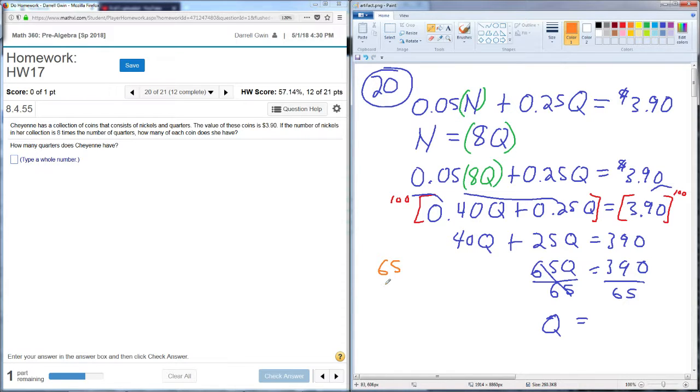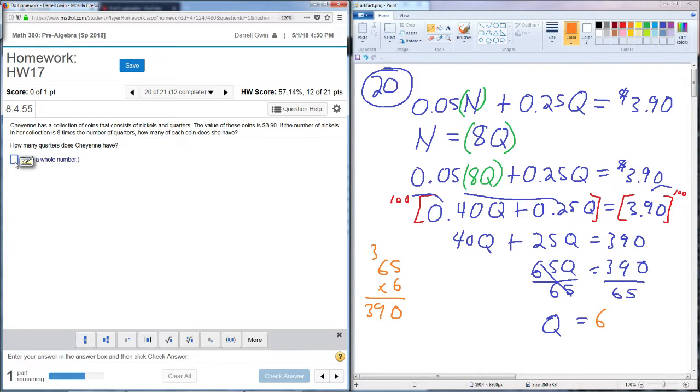65. Let's guess. I'm going to guess 1, 2, 3, 4. 4 is 24. 5 is 30. It's definitely 6. 6 times 5 is 30. Carry the 3. 6 times 6 is 36. Plus 3 is 39, so 390. Number of quarters is 6. How many quarters? 6.